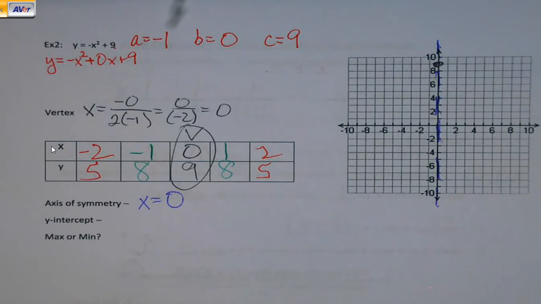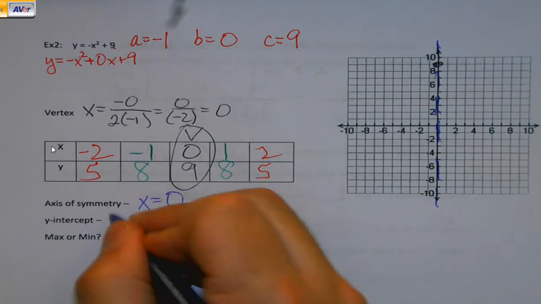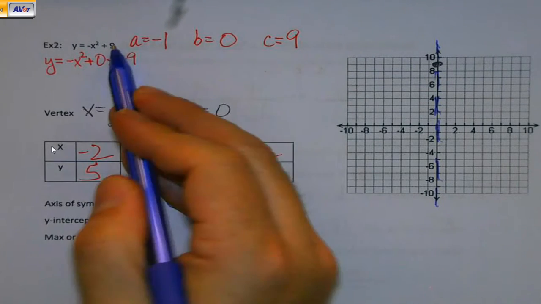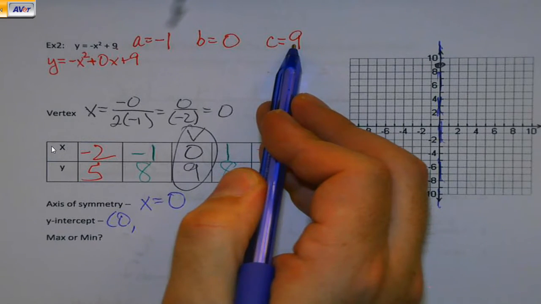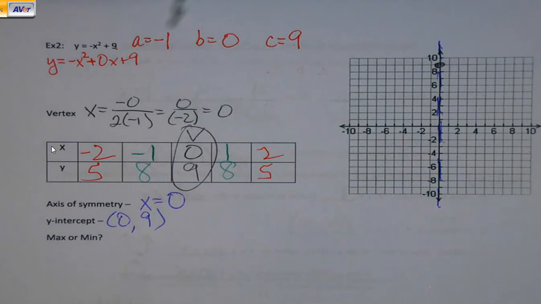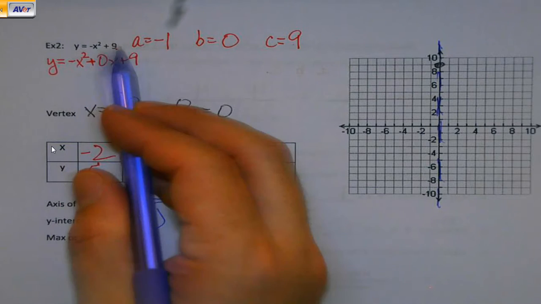My y-intercept, remember, I either can just take my c value. It's 0, 9. Or I could plug in 0 for x. Get it that way too.